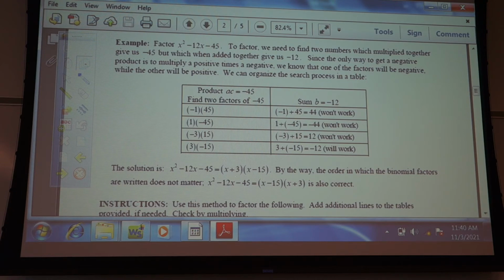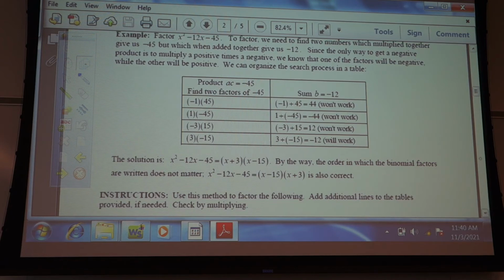Okay? Either one's good. When I was a kid growing up, we didn't have either. We had to guess and check. That was all we had to do, which took forever sometimes. Sometimes it was really fast, sometimes it took a long time.